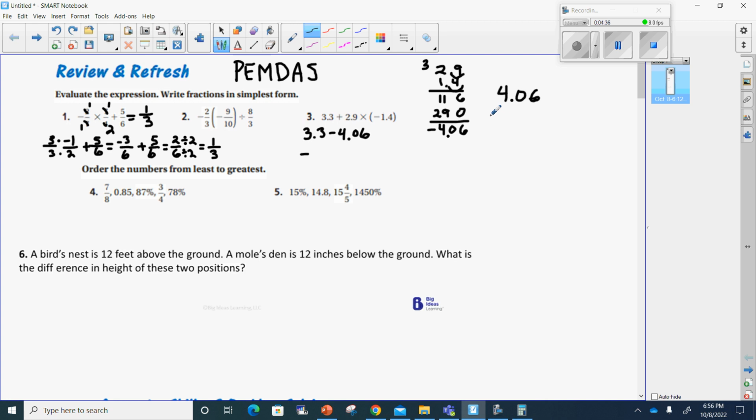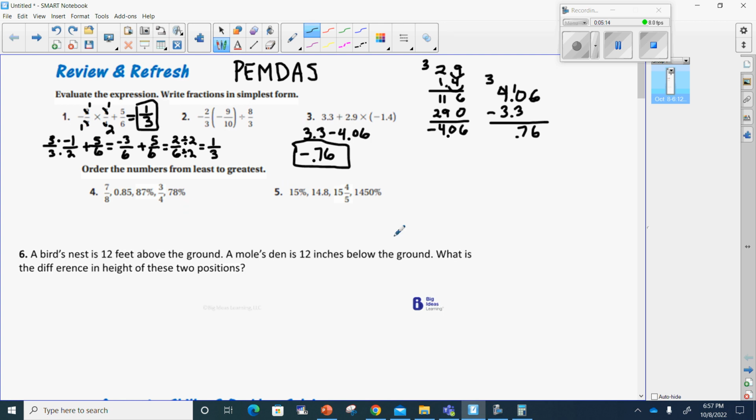And I'm going to subtract the small number, 3.3. Remember to line up your decimals. This will be 6. And then I have to borrow 1 here. And 10 minus 3 is 7. So this is 0.76. Remember, our answer has to be negative, so it'll be negative 0.76. So that's my answer for number 3, negative 0.76. Number 1 was, of course, 1/3.